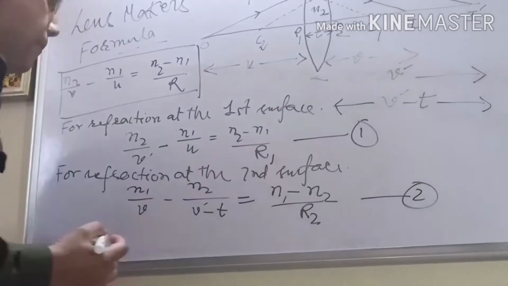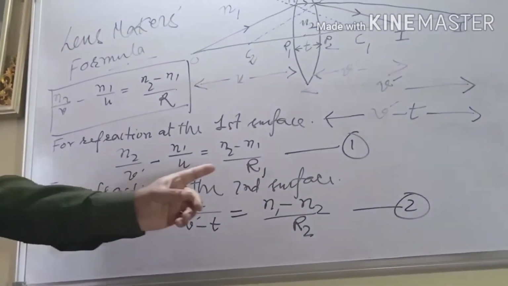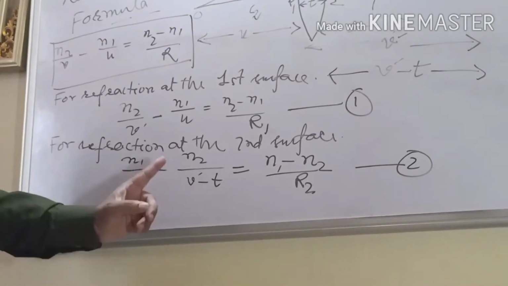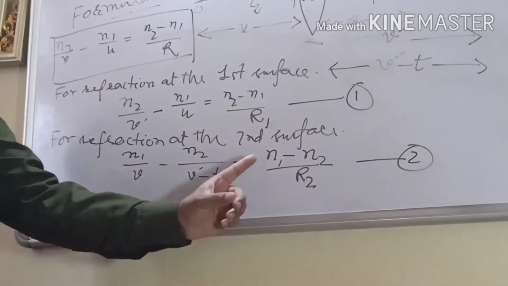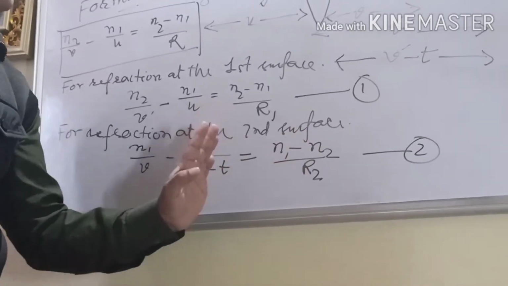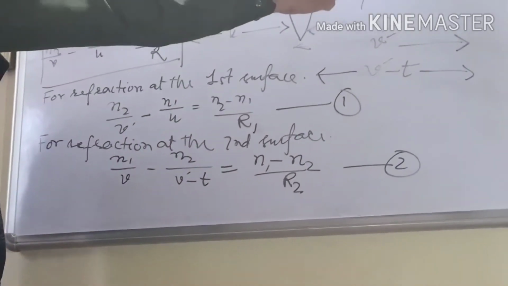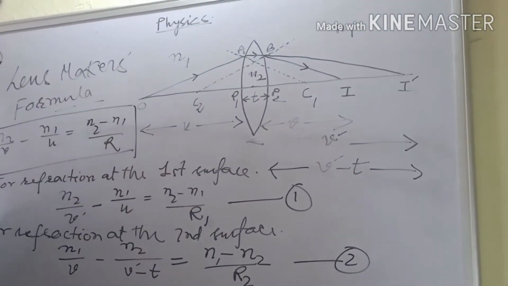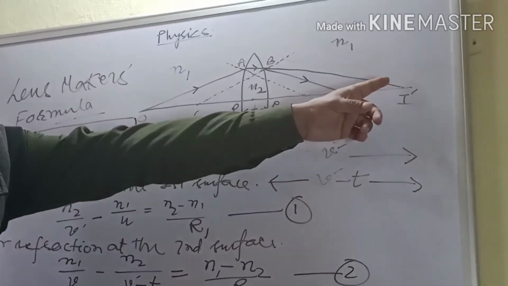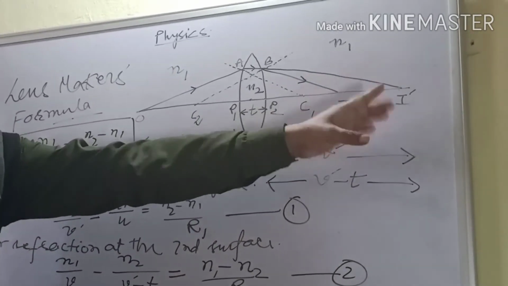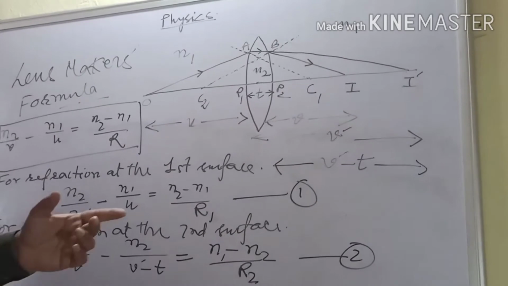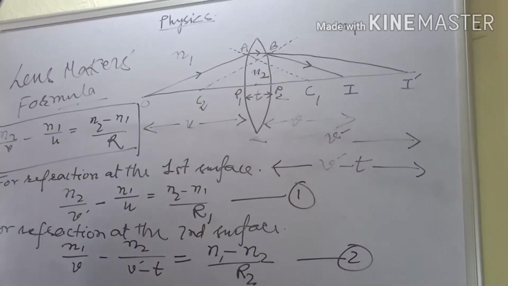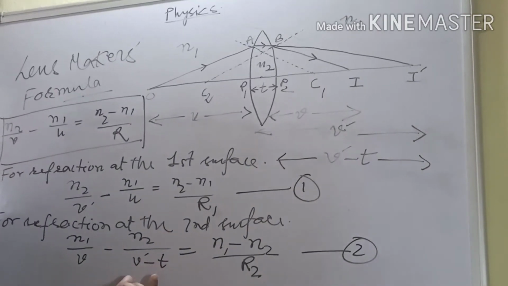So you see, for the refraction at the second surface, what you have, N1 upon V minus N2 upon V dash minus T is equal to N1 minus N2 by R2. So here I will tell you, light is coming from the rarer medium and entering the denser medium. Rarer to denser medium when the refraction is taking place, then this I dash is acting as the virtual object. So virtual object, and the distance of this point I dash from P2 is V dash minus T. That's why in place of object distance you are writing V dash minus T.